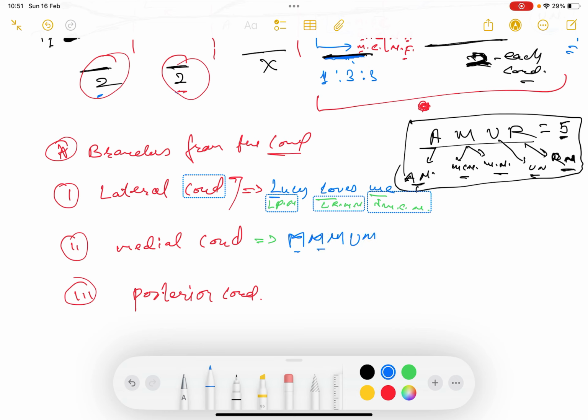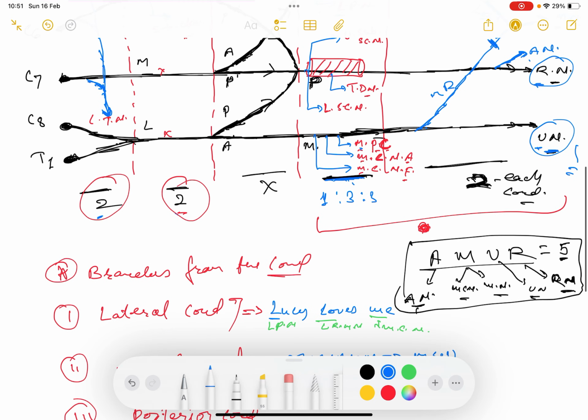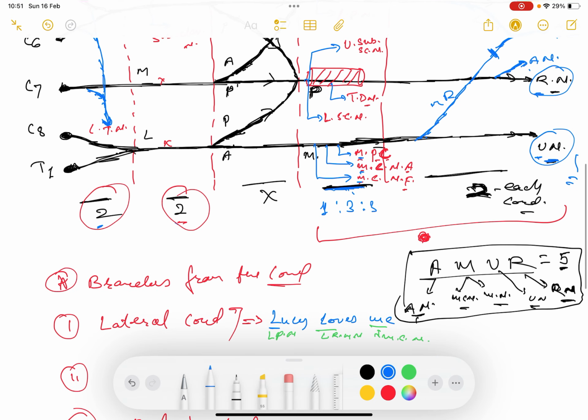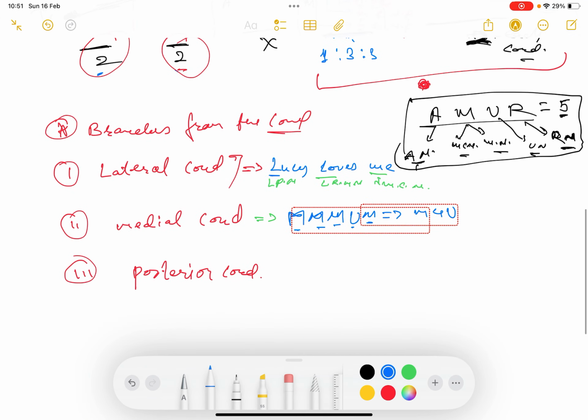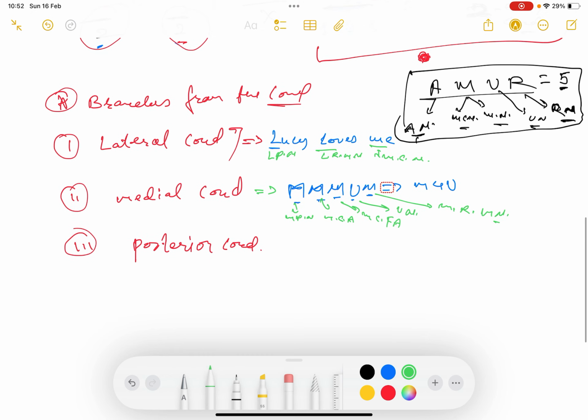That's why we have M, M, U, again M, right? That means we can simply say M for U. So what are those M for U? Let's see here. M, and this is M, medial root of median nerve, and we have U, ulnar nerve, right? So we can see here, that's my medial pectoral nerve. This is my medial cutaneous nerve of arm. This is my medial cutaneous nerve of forearm. This is my ulnar nerve, and this is my medial root of median nerve, right? So this is where you can remember.